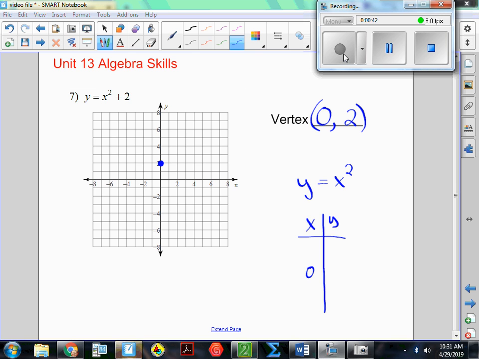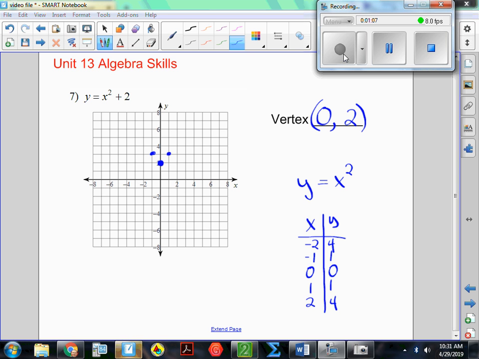If I take 0 and square it, I get 0. That counts as my vertex. If I go 1 on either side of that, either -1 or 1, those are 1, which means that when I go 1 to the left and 1 to the right, I'm also going up 1, because -1 squared is 1 and 1 squared is 1. So it's over 1 to the left, up 1. If I go 1 more to the left at -2 and 2, 2 squared is 4.